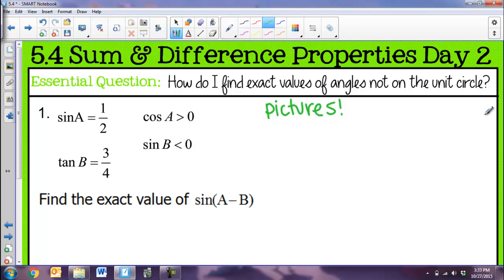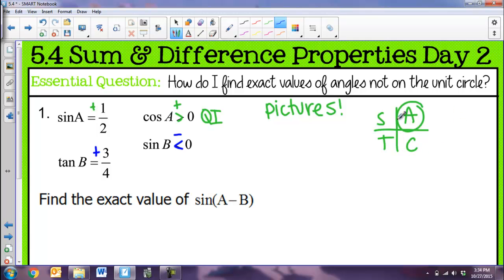The first thing we've got to figure out is what quadrant each of these are in. This sine is positive, and this cosine, if it's greater than 0, also means it's positive. If I look at my All Students Take Calculus, if I have positive sine, positive cosine, that means I am in quadrant 1. Similarly, if I am looking at tangent of B, this is a positive value for tangent, and then sine is less than 0, so it's a negative number.